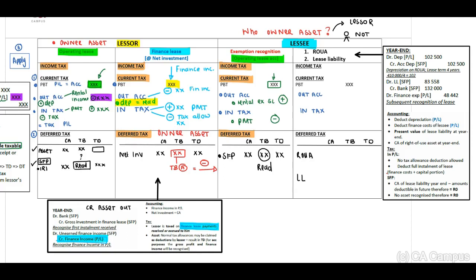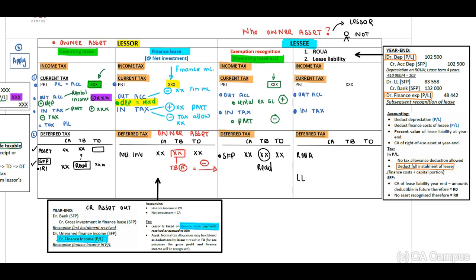Right, let's apply these principles to our income tax calculation, our current tax and our deferred tax. Again, I've included the journal and the principles on the right side of your screen. Now, when we look at our current tax calculation, as always, we need to take out our accounting and we need to include our tax. Now, when you look at your journals, you will agree with me that we have included our depreciation in our profit or loss, and we have included our finance expense. But for tax purposes, we are able to deduct the full installment of the lease.